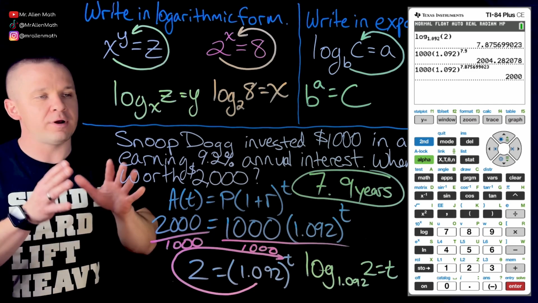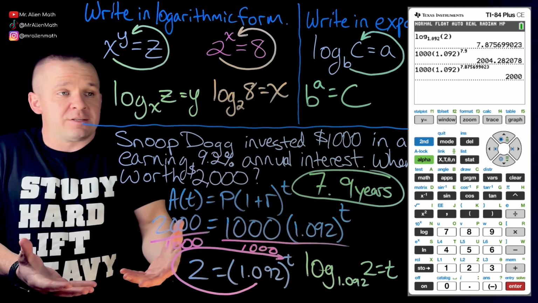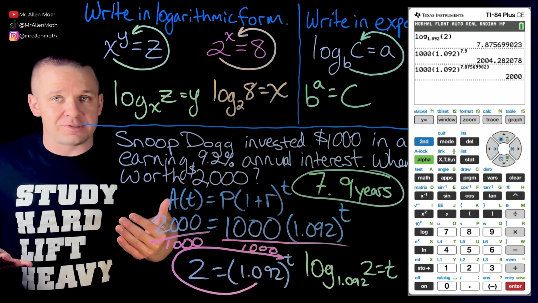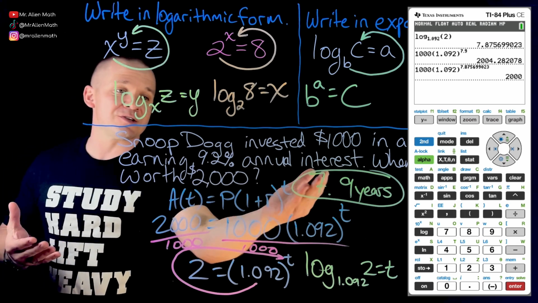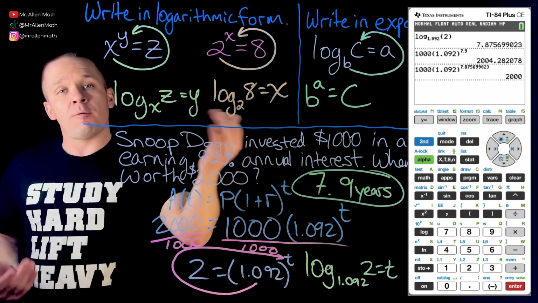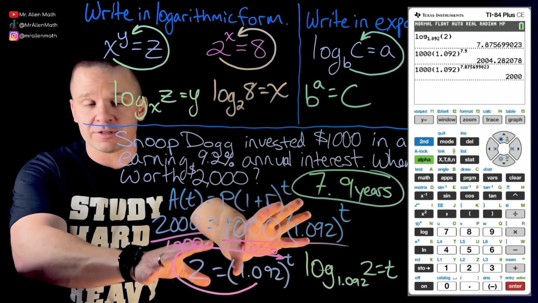So there we go. About 7.9 years for Snoop Doggy Dogg to have his account basically double, and he'll have $2,000. So there we go, guys. That is the purpose of logarithms. It's to solve for exponents, right? That's how we use them algebraically: oh my goodness, my variable's in the exponent. I can solve using logarithms and obviously some other algebra.